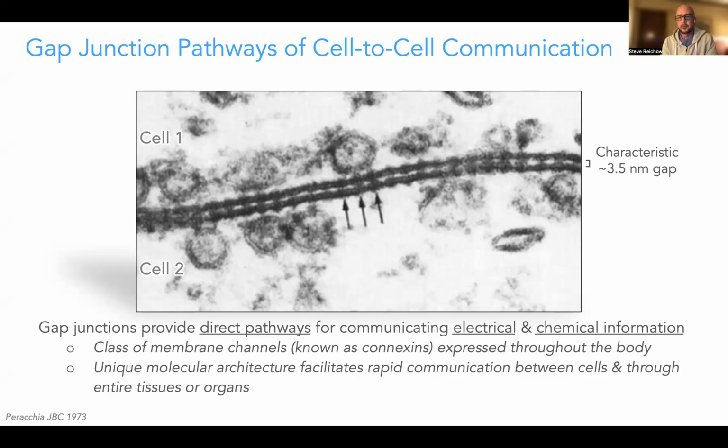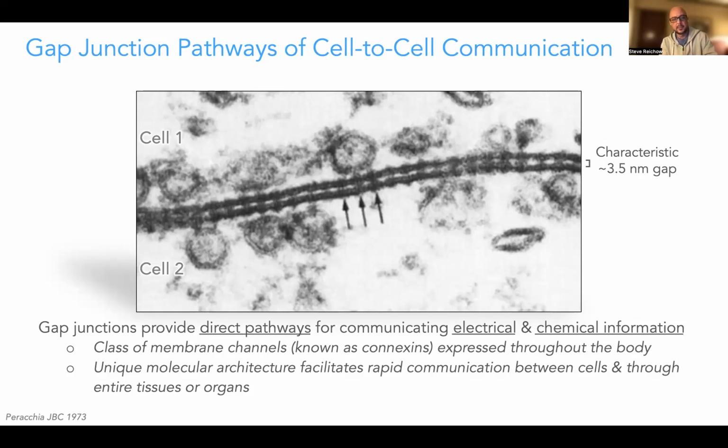The second unique aspect of their structure is that they establish unusually large pores. So the pore of these channels, at least for a molecular scale, is unusually large. It's about 1.5 nanometers in diameter. And that's sufficient to pass not only electrical information between cells, but also chemical information. So things like small molecules, nutrients, and hormones can readily pass through these communication pathways.